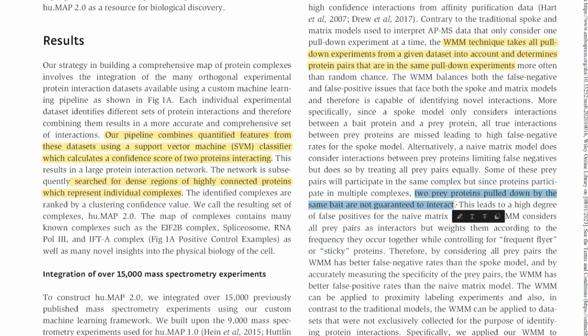The WMM considers all prey pairs as interactors but weights them according to the frequency they occur together while controlling for frequent flyer or sticky proteins. Therefore, by considering all prey pairs, the WMM has better false negative rates than the spoke model, and by accurately measuring the specificity of the prey pairs, the WMM has better false positive rates than the naive matrix model.